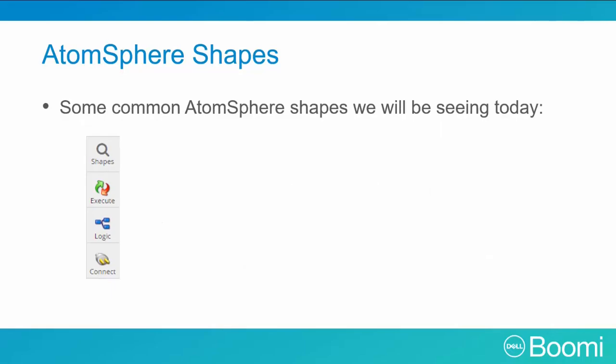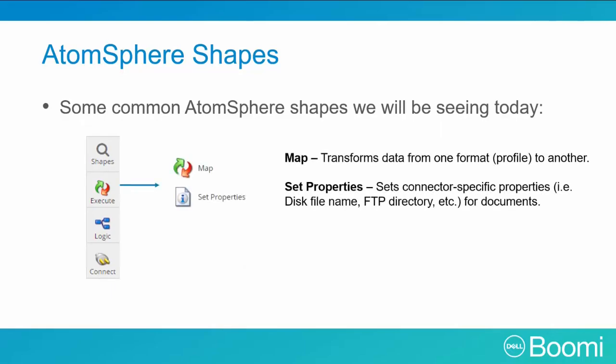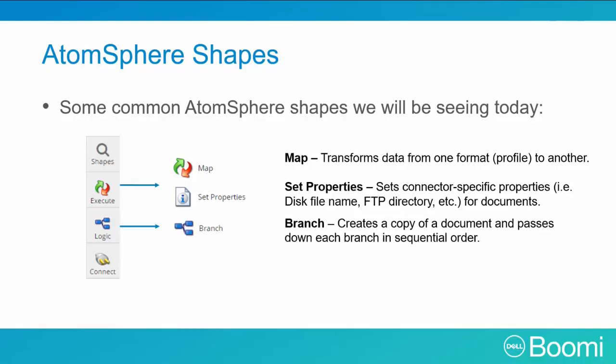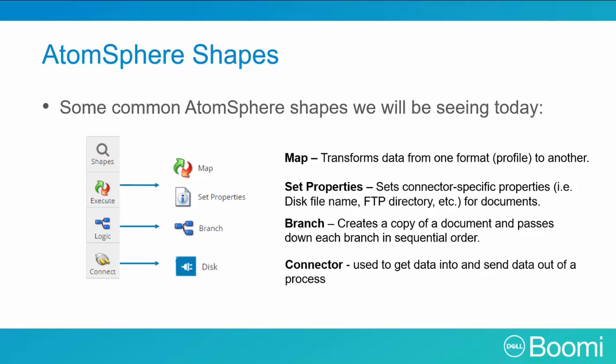Some shapes we'll use today. For execute, we'll use a map, which is going to transform the data from one profile to another. We're also going to use a set properties shape. This sets specific connector properties such as a disk file name or an FTP directory for our documents. Under the logic, we're going to be using the branch shape, which creates a copy of a document and passes it down each branch in sequential order. And finally, for the connect, we're going to be using connectors, which are used to get data into and out of our process.